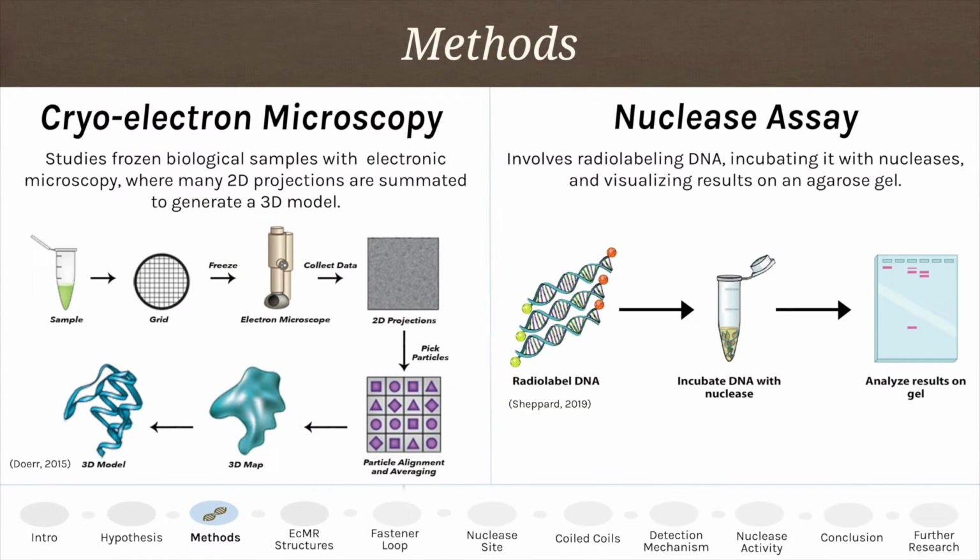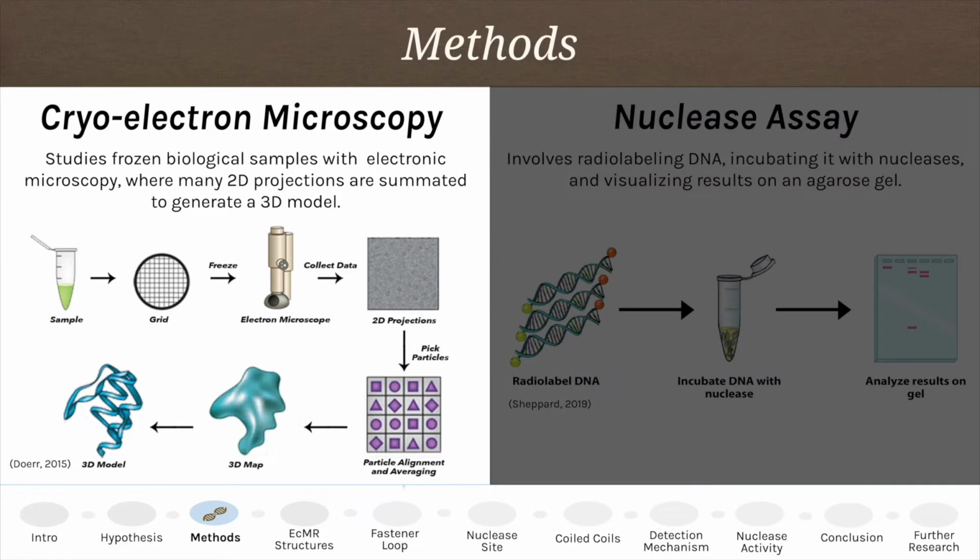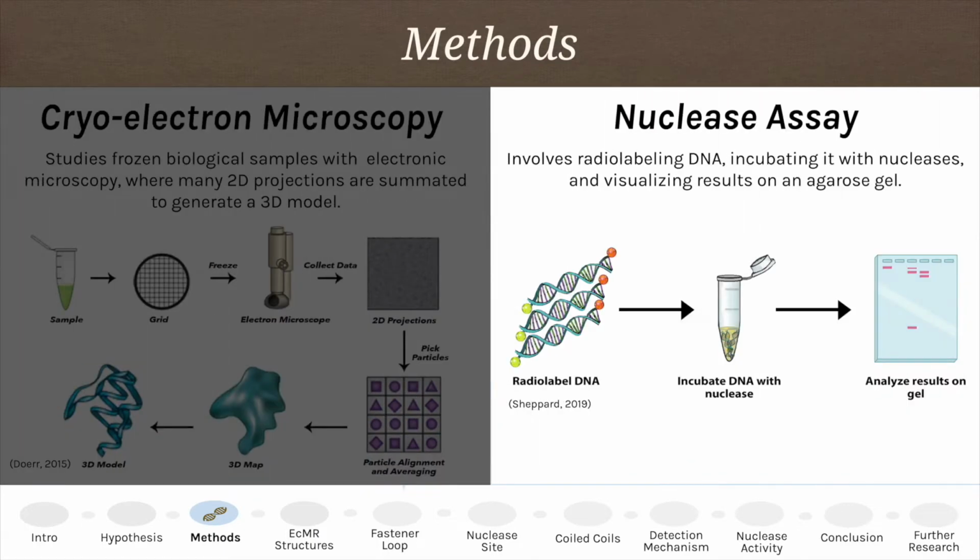The key experimental techniques include cryo-electron microscopy and nuclease assays. Cryo-electron microscopy is an imaging technique for studying frozen biological samples where several 2D projections are summated to generate a 3D model of the molecule. Nuclease assays involve the use of radioactive labeling to visualize DNA substrates on an agarose gel.